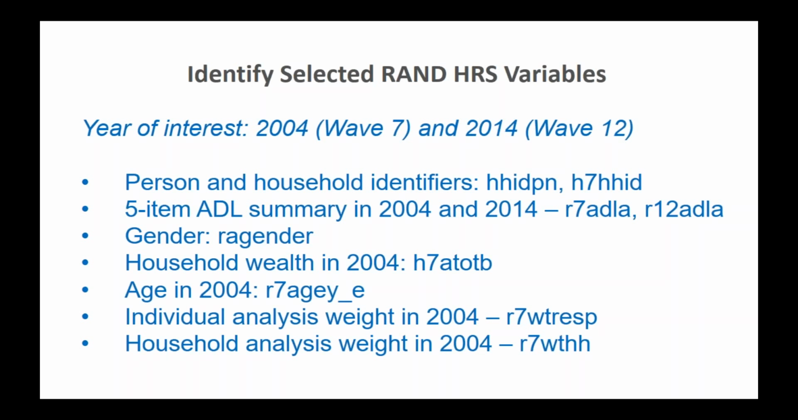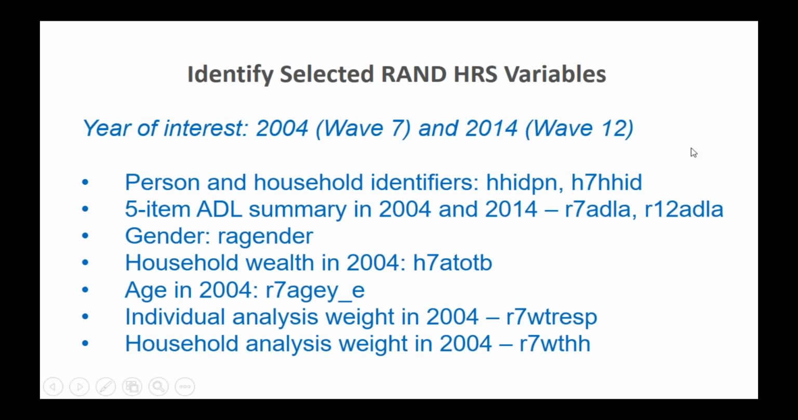We also need an analysis weight. The HRS includes an oversample of Black and Hispanic individuals. So we want to make sure that we're accounting for both some of the non-response bias, which happens for certain groups, and the oversampling in the HRS. So we're going to use these analysis weights to make sure we're getting population estimates and not just estimates of our sample. And we're going to use a household analysis weight also.